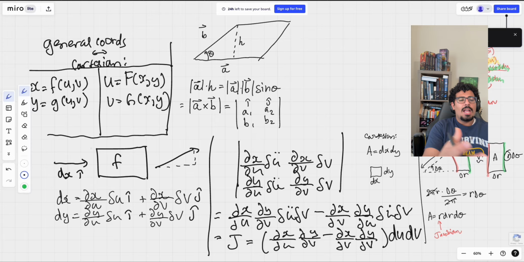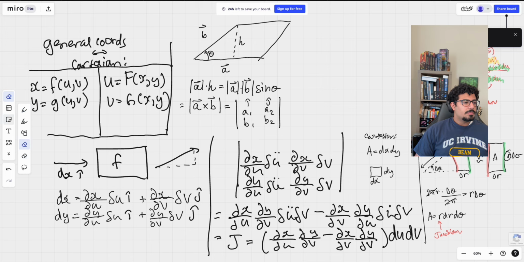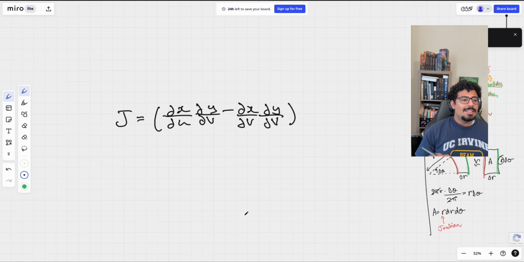And through this entire calculation, from parallelograms to cross products to figuring out how the infinitesimal i hat component transforms under this transformation, and then plugging those values back into the cross product, we found the expression for the determinant. We've derived the expression for the Jacobian. Let me write it more clearly up here. So this is the Jacobian for any general coordinate system.